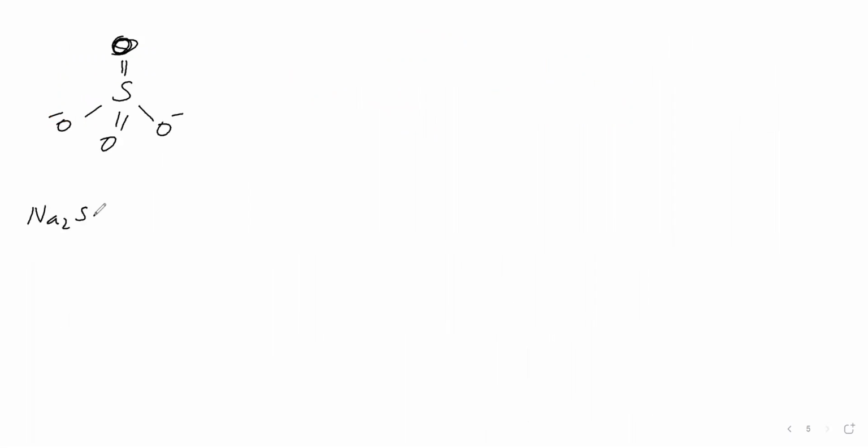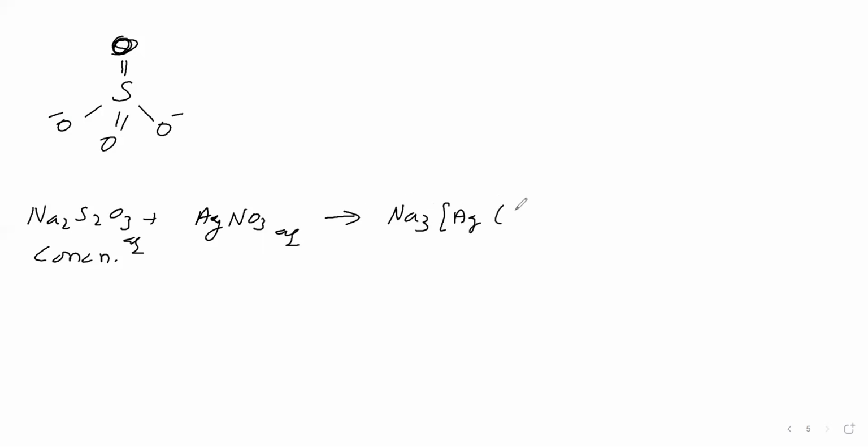Sodium thiosulfate will take Na2S2O3. We'll take silver nitrate solution. Now this is concentrated, hypo is concentrated. Now what we are getting means we are not getting white precipitate now, we are directly getting complex. The complex is Na3Ag(S2O3)2. This complex we are getting. Then that means Na plus is replaced by Ag plus, therefore we are getting this complex. Then we are getting NaNO3.